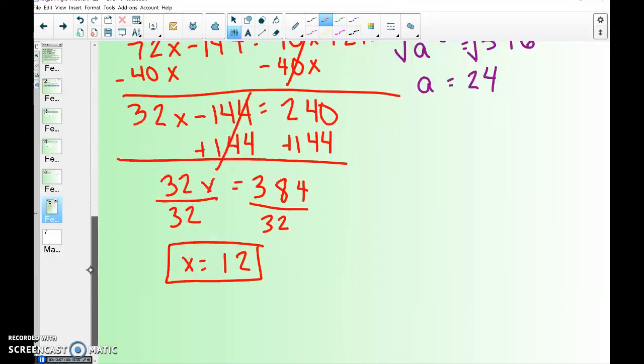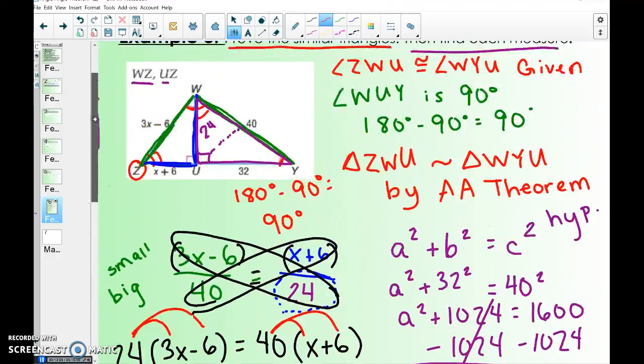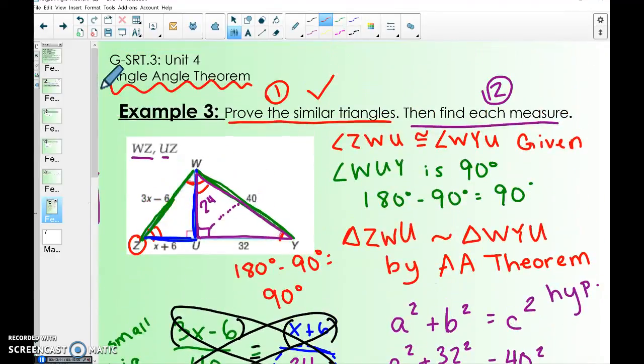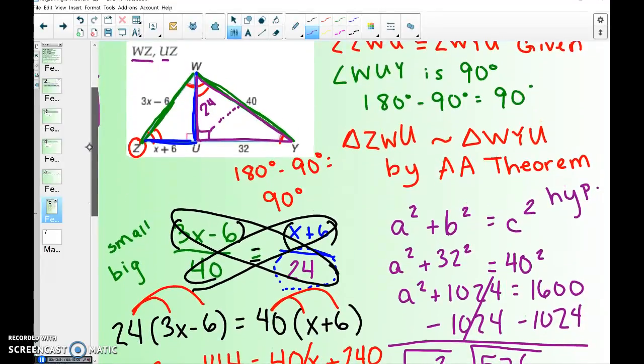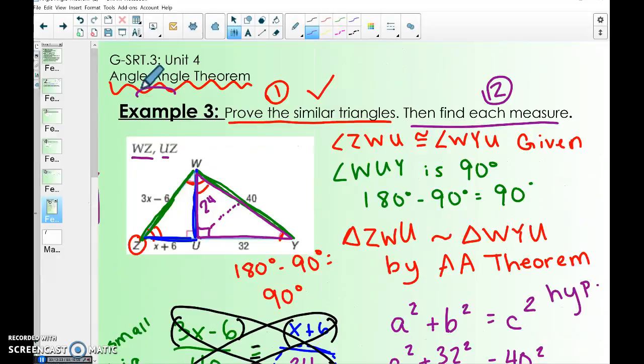All right, now let's go back up here and make sure we actually answered our questions. We proved the triangle's similar, and then it says find each measure. Oh my goodness, we are so close to finishing this. Told you this one was a doozy. WZ and UZ still have to be figured out. What do I have to do with my x now that I've found it? To get those lengths, got to plug it in.